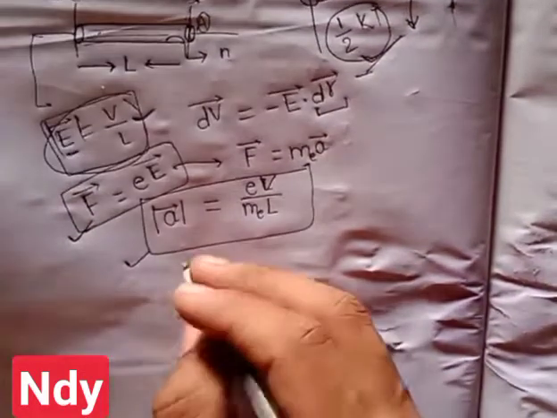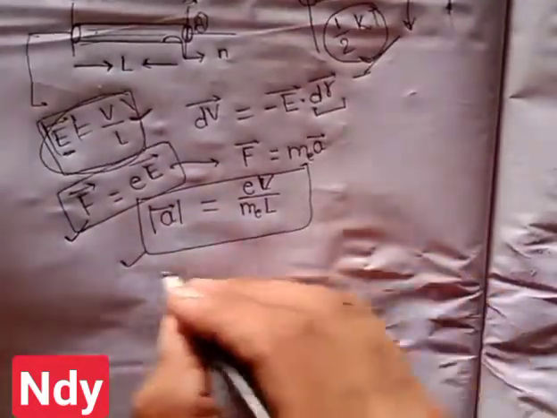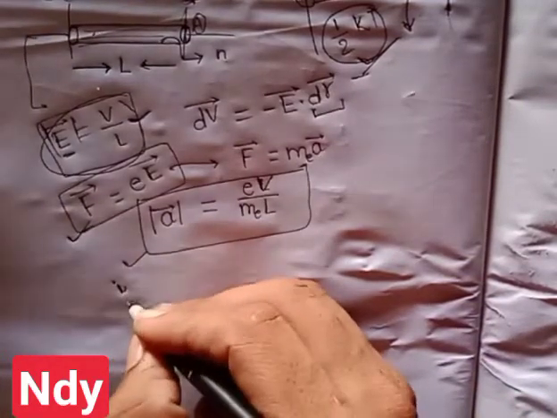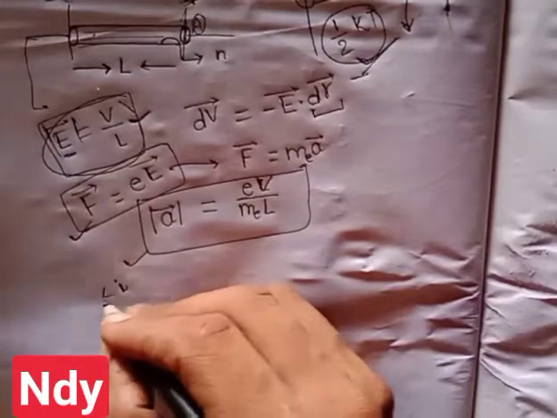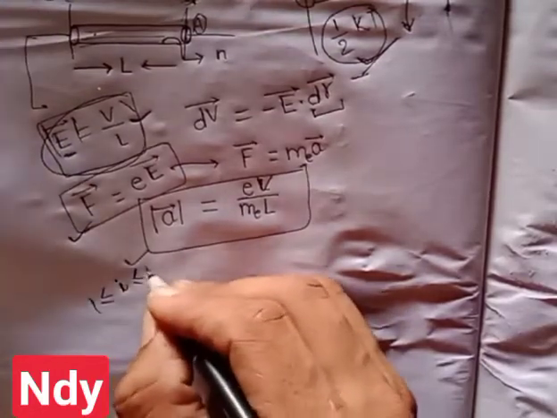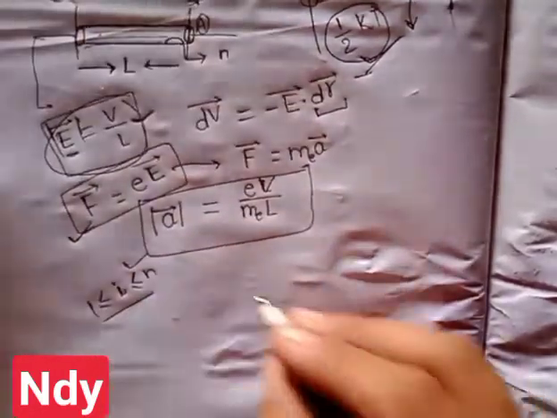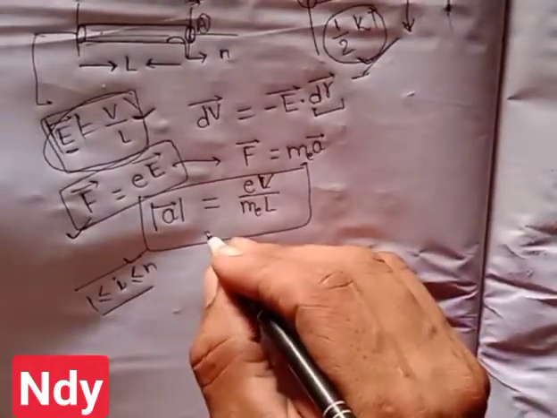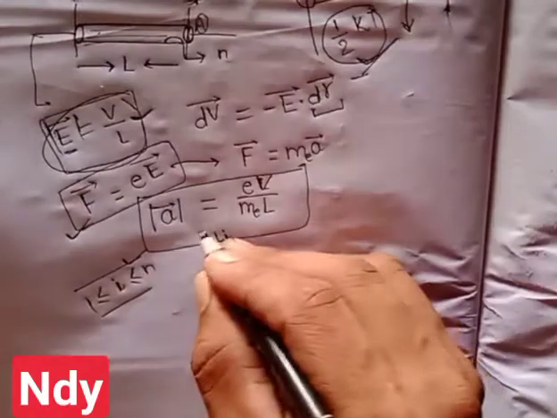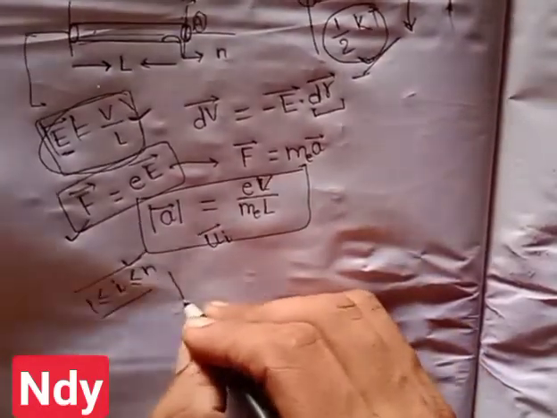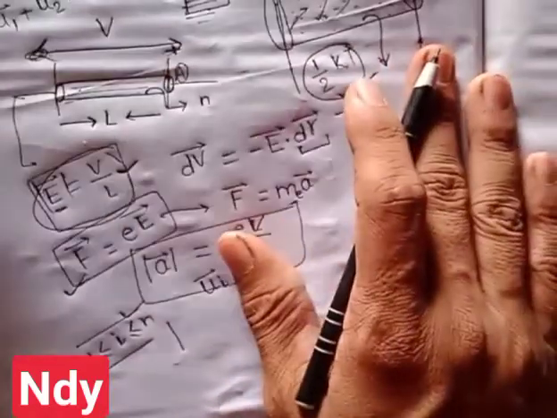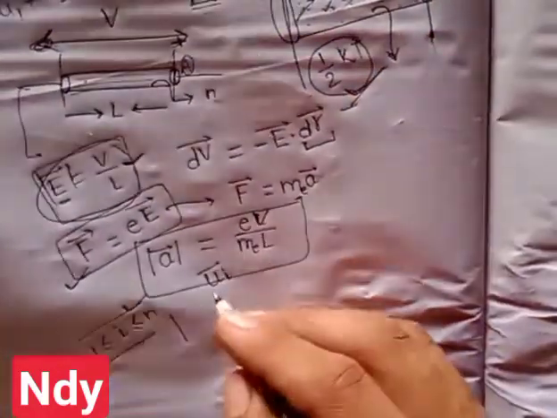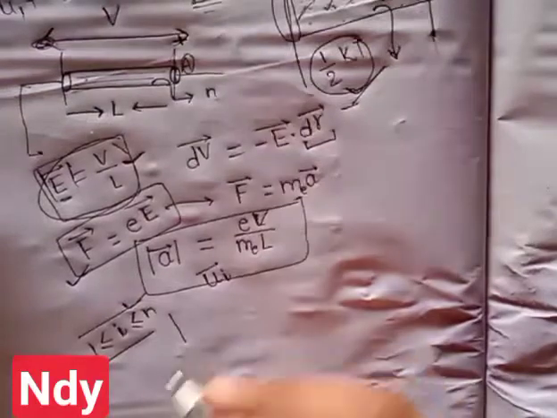So let us take the ith electron. There are n electrons, so i will be between 1 and n. Let this be the ith electron, and let its initial velocity be u_i vector. So after a time t, or t_i, what will be its velocity?